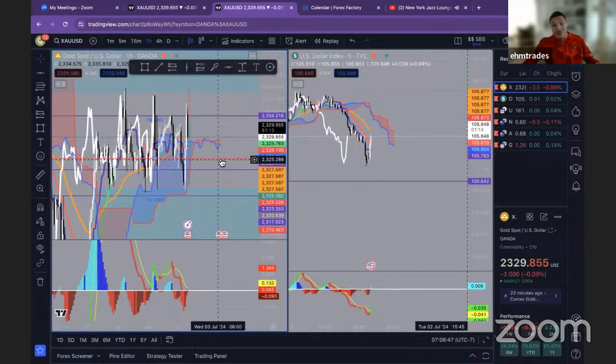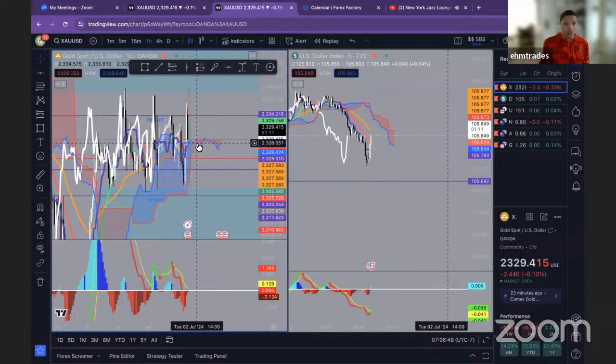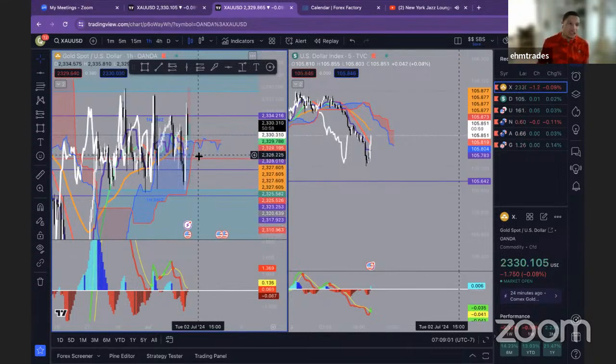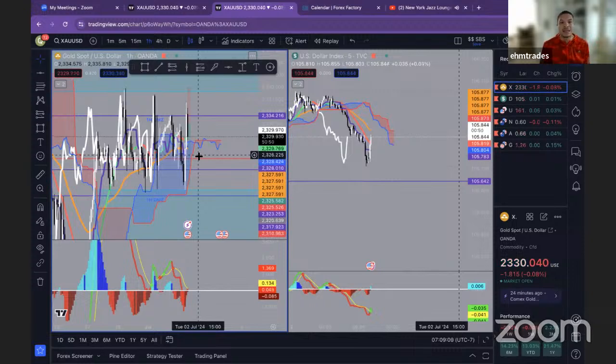And then after I'm done with that, I'll go straight to my dollar chart and identify on that top-down analysis areas of imbalance, liquidity, and decision-making zones, and find these areas that price could travel to. Then it can give me those ideas of where price could travel, either buying or selling, for the rest of the week. So that'll be my approach to that.